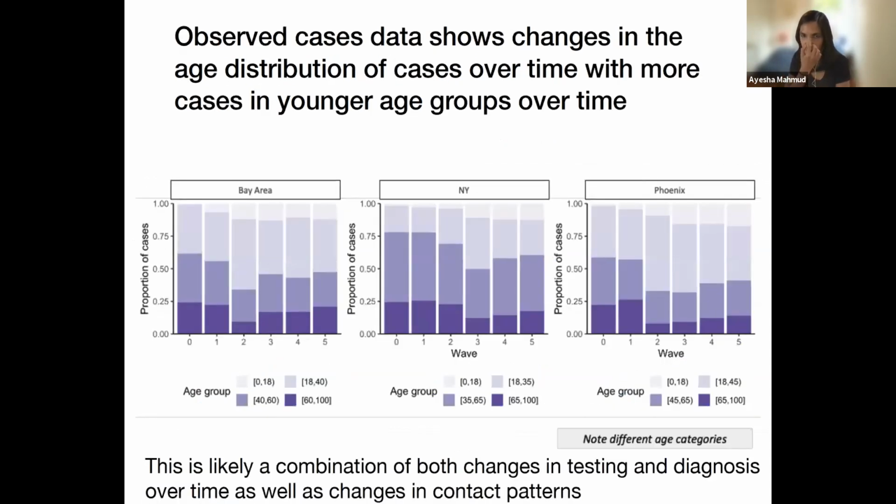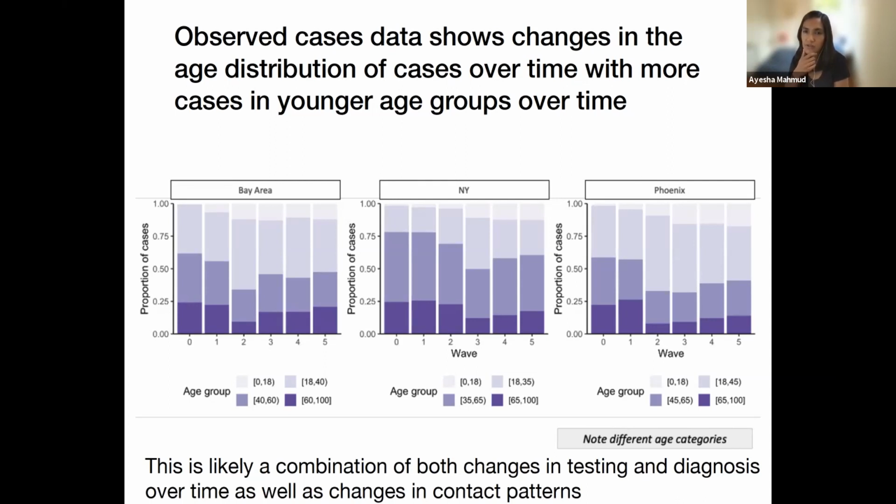One of the reasons we were interested in this is that we've seen a change in the age distribution of cases over time. This is the combination of many things. One is who's getting tested has changed dramatically from the start of the outbreak to now. So even without any change in contact patterns, we would still expect to see these changes, because testing and diagnosis have dramatically changed over time.